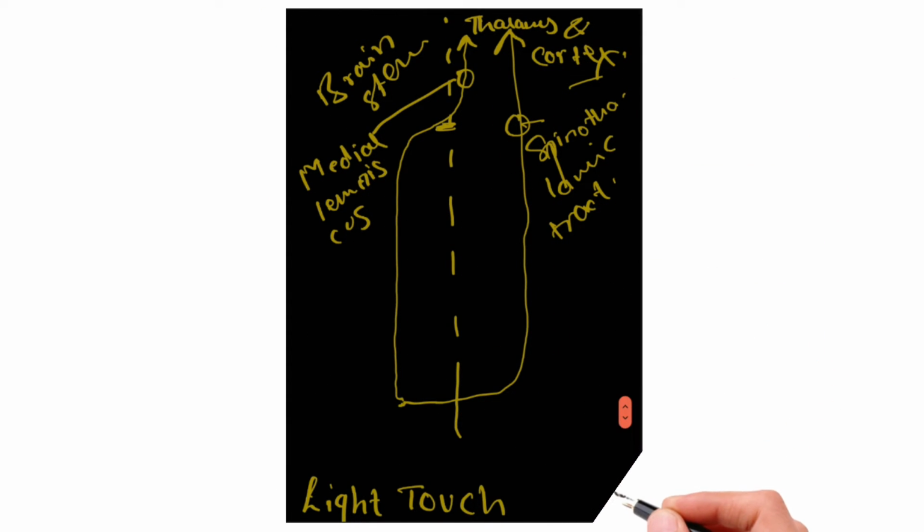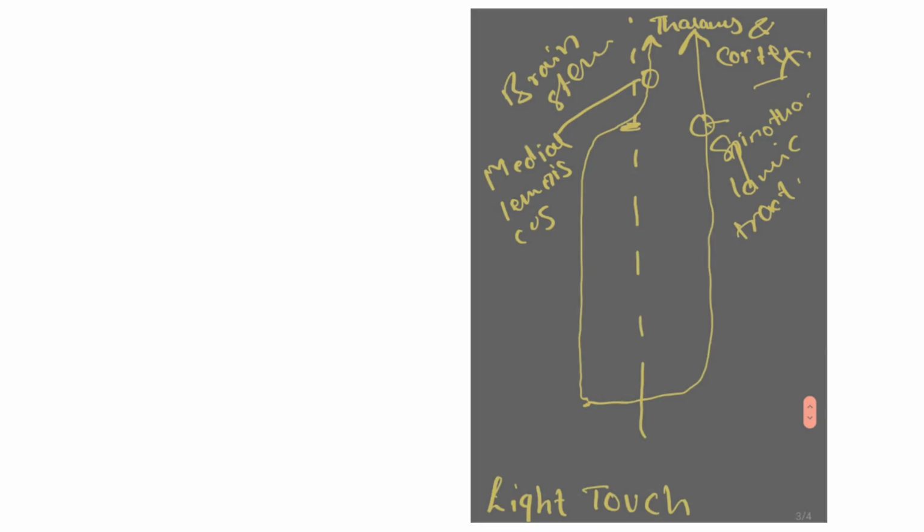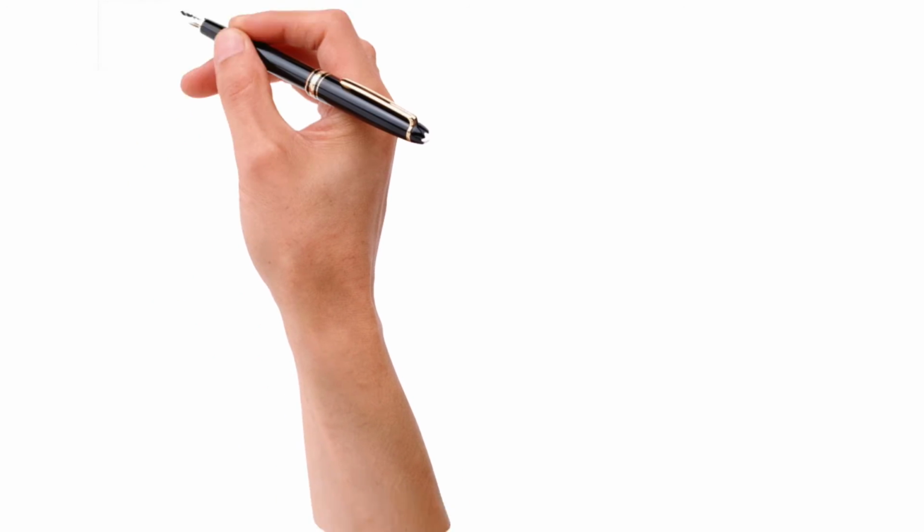The path for light touch combines features of the above two pathways. It partly remains uncrossed until it reaches the level of the brain stem, and partly crosses over at lower levels. This is why light touch typically is spared in unilateral spinal cord lesions. There are alternate routes to carry the information. Three major sensory pathways.